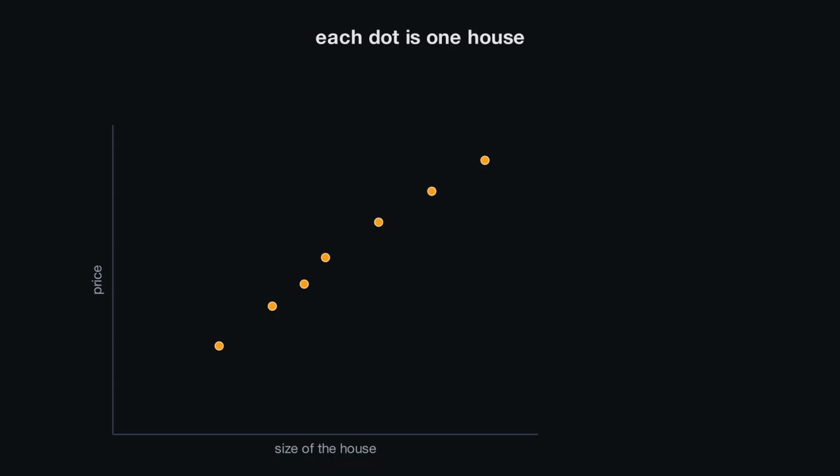Each dot here is one house. To the right means bigger. Higher up means more expensive. Look at the shape. Bigger houses cost more. The dots climb from the bottom left to the top right. There is a pattern hiding in here, and we want to catch it.